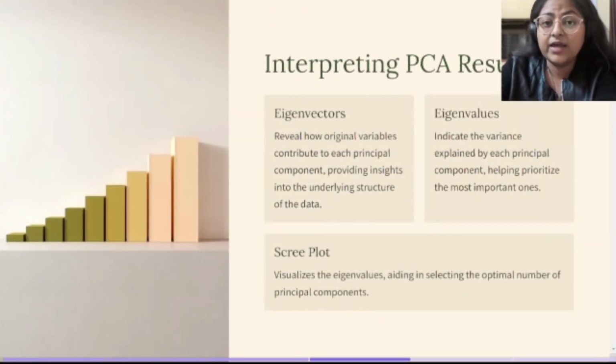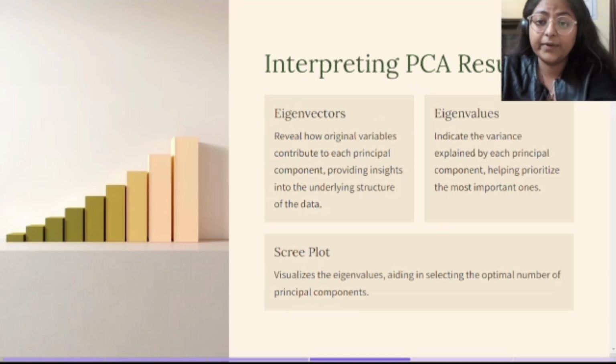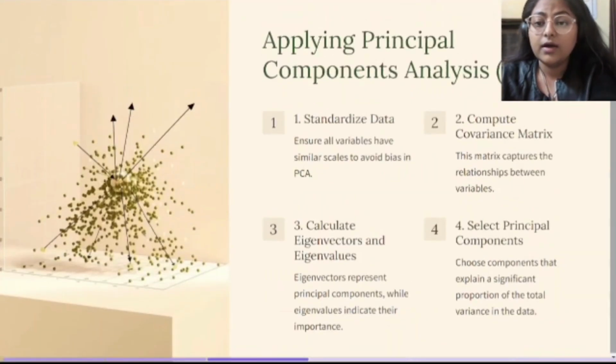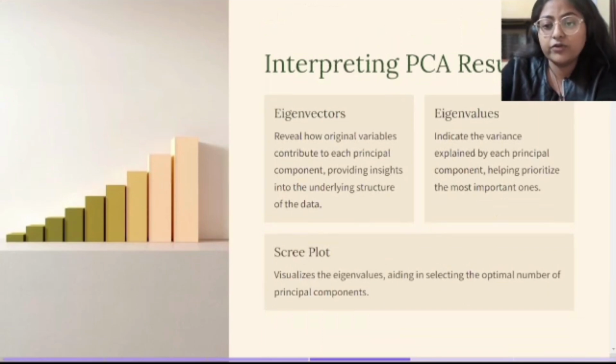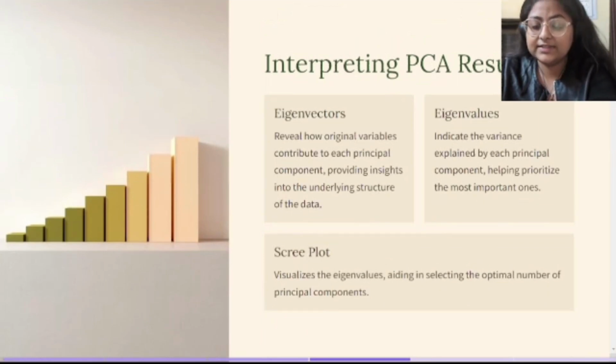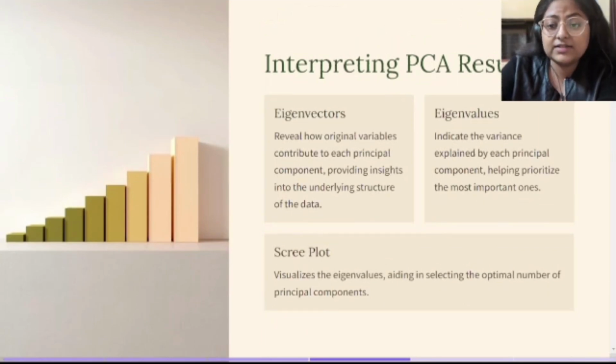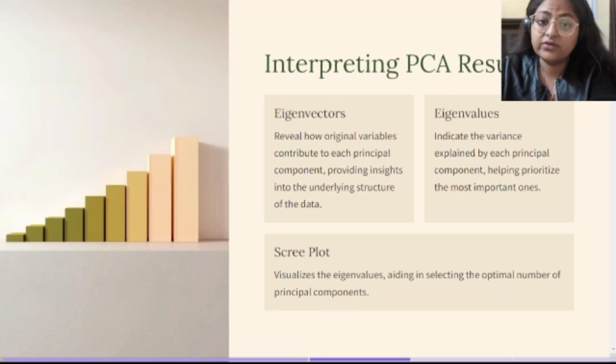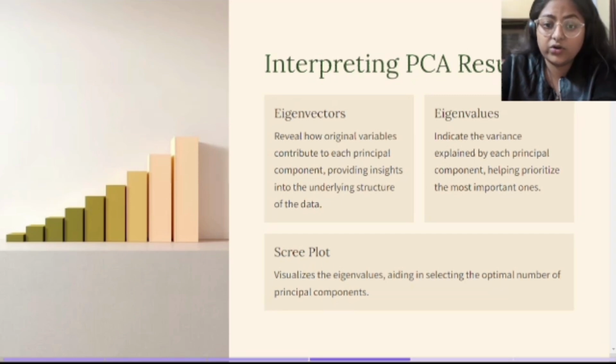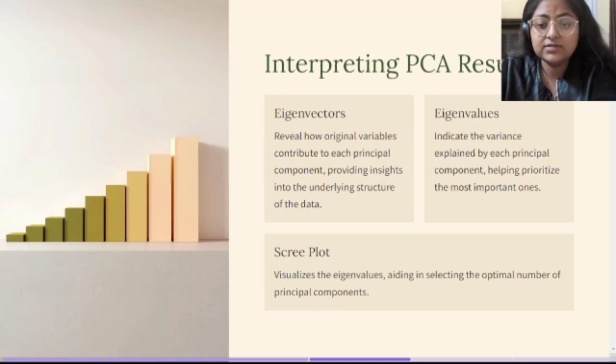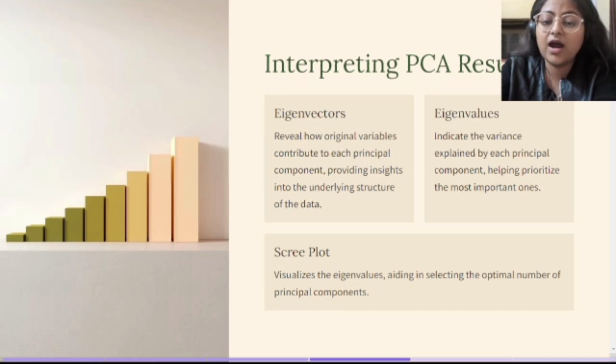Moving forward is how to interpret PCA results. In the previous slide, we learned how to apply PCA, and now we are looking at how to interpret the PCA results. First technique is through eigenvectors. They reveal how original variables contribute to each principal component, providing insights into the underlying structure of the data.